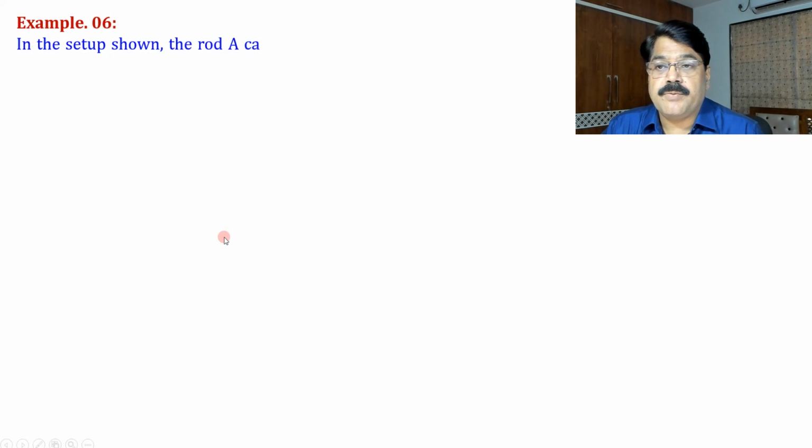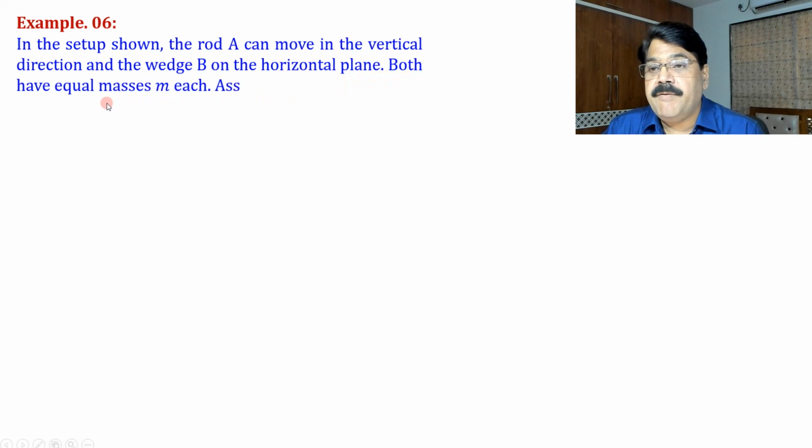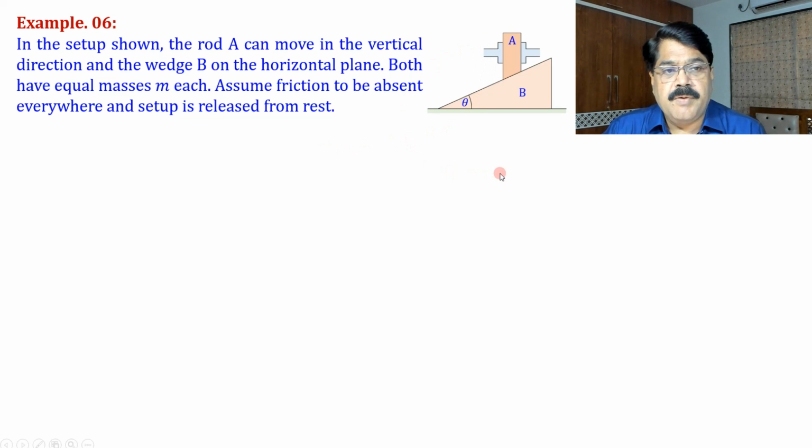In the setup shown, the rod A can move in the vertical direction and the wedge B on the horizontal floor or plane. Both have equal masses m each. Assume friction to be absent everywhere and the setup released from rest. This is a very well-known setup. I have chosen this one because at this juncture of time, I don't want you to get involved much in the constraint relation. So here the constraint relation is very simple and we'll see how it is.